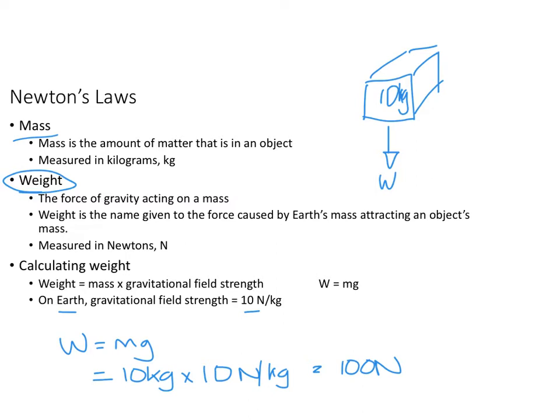So that box of 10 kilograms has a weight of 100 newtons. It's very important that we use these words correctly. The amount of matter that we are made up of is our mass. So when we measure our mass using the scales in the bathroom, we're measuring it in kilograms. The force that is acting downwards is our weight, and we multiply our mass by the gravitational field strength.